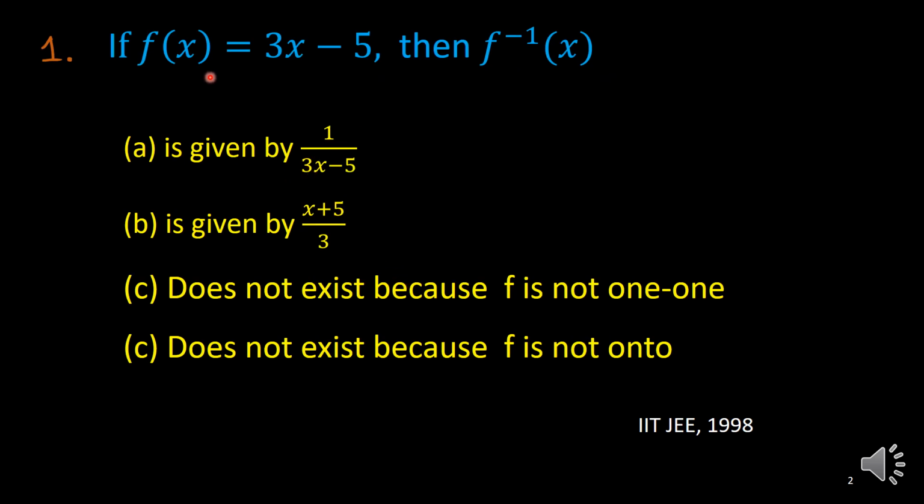This says that f of x equals 3x minus 5 and we need to find f inverse x. 4 choices are given. We need to find which one is correct. This problem appeared in 1998.